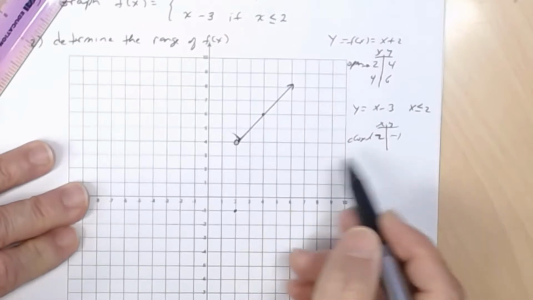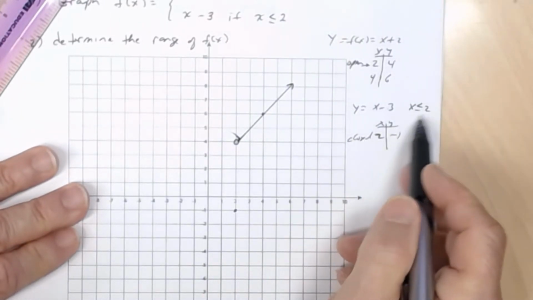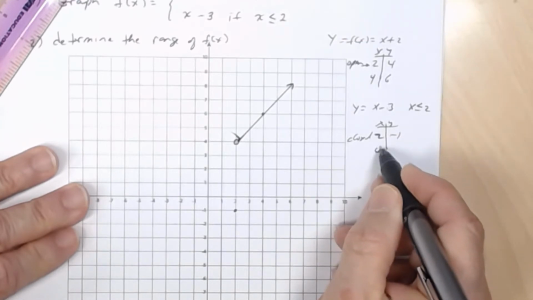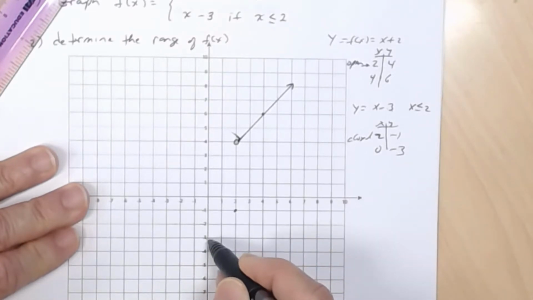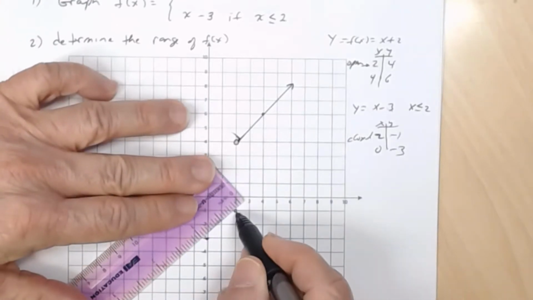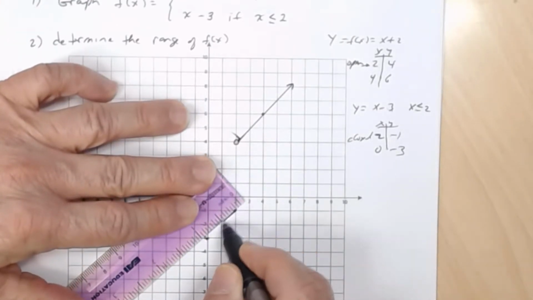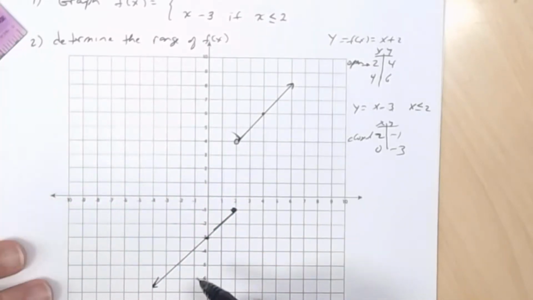I need one more point because this is linear. I've got to use a value of x that's in this domain. So let's say 0. If x is 0, 0 minus 3 is negative 3. So I'm going to plot the point (0, negative 3), which is here. And then I'm going to draw my ray. Remember, you start here, like this.